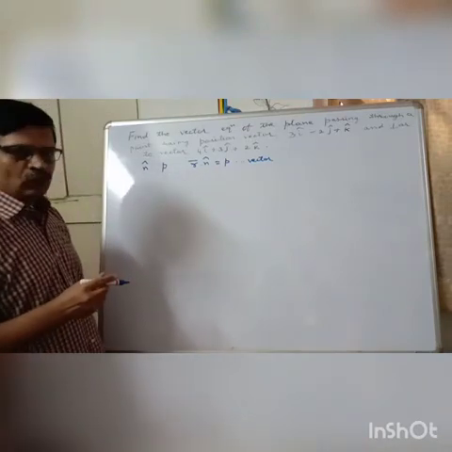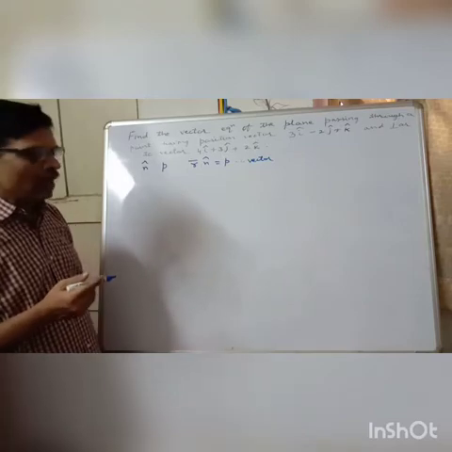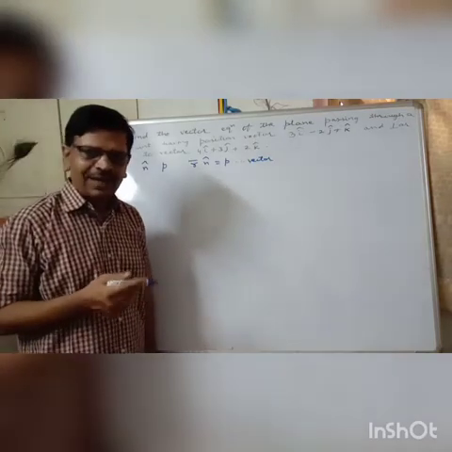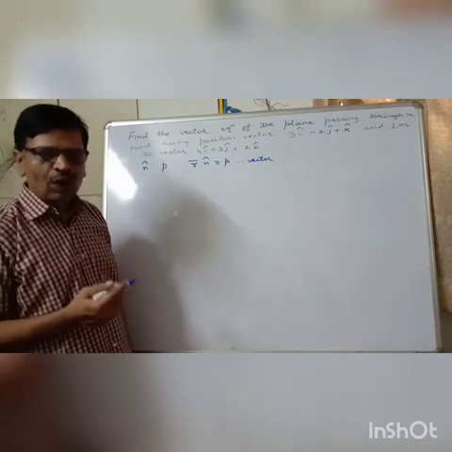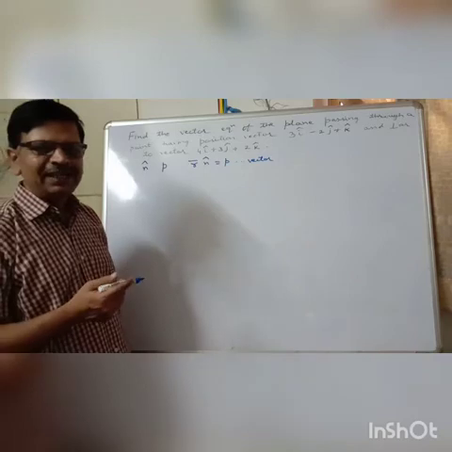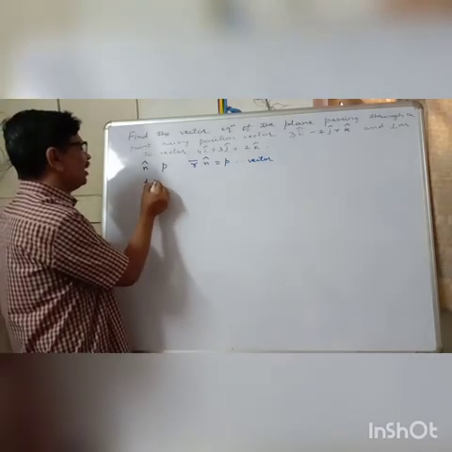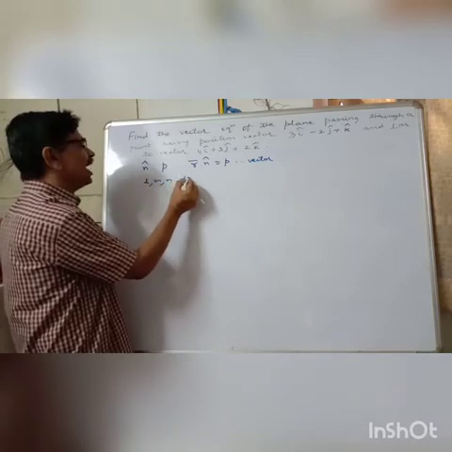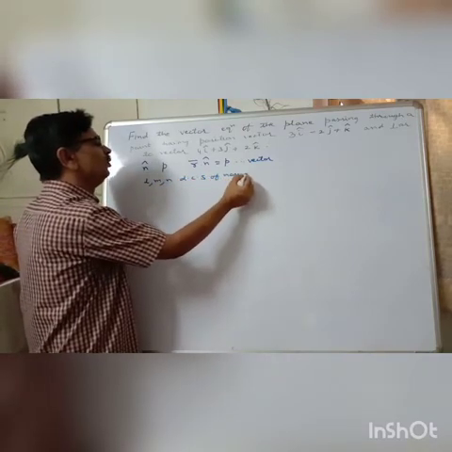If we know direction cosines of normal to the plane and perpendicular distance of plane from origin, then we can write equation of plane in Cartesian form. Suppose l, m, n are direction cosines of normal to the plane.